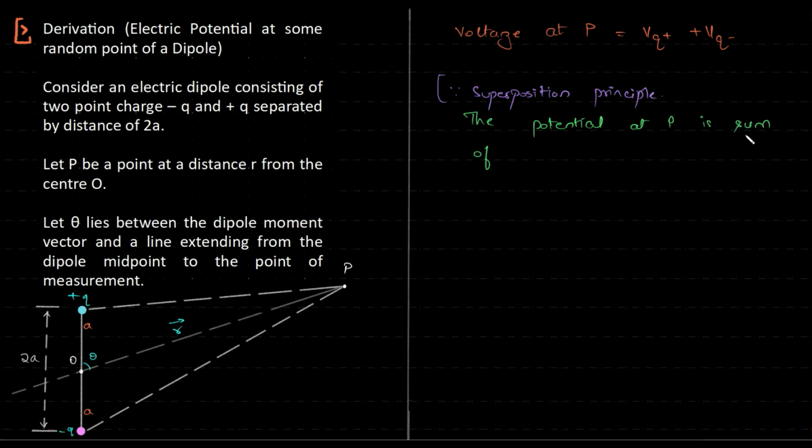So I can just write it as sum. Please understand the difference between algebraic sum and vector sum, of potential by the positive charge and the negative charge, or any charge actually, by all charges.